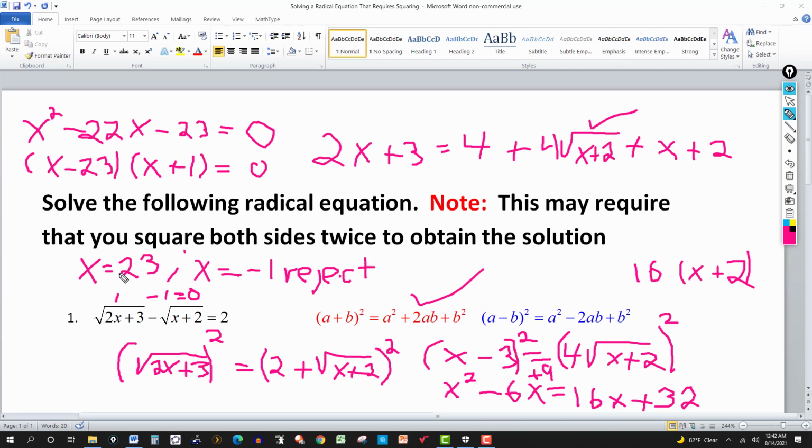And then you try the 23. So 2 times 23, right here, the first one, 2 times 23 is 46, and 3 gives me 49. That's the square root of 49. And then minus the next one. 23 under this radical, and 2 is 25. This is the square root of 25.